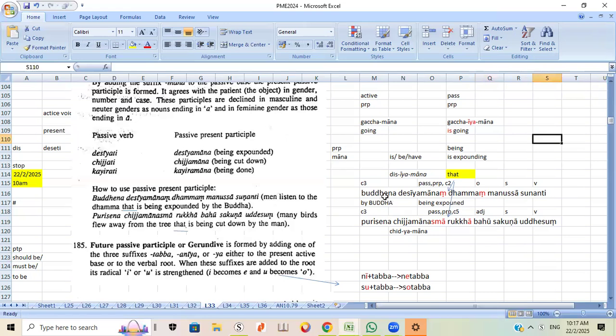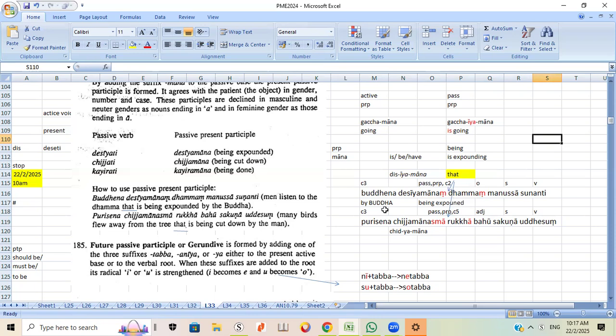Sorry, okay. Can you see Buddhena Desiyamanang Dhammang Manusa Sunanti? Can hear? Yes. So the word manusa, this is the subject. Then sunanti is the verb. Subject, verb, object. You are very clear. It is the man listens to the Dhamma.